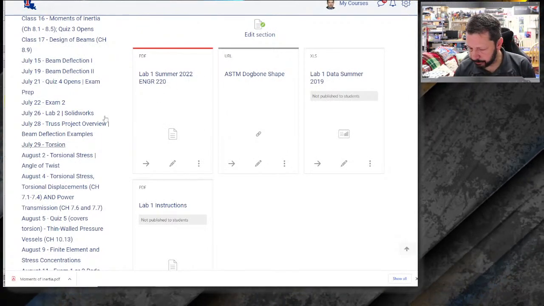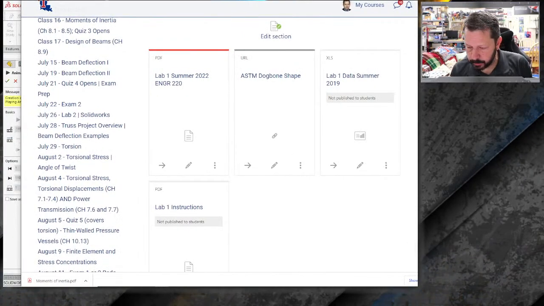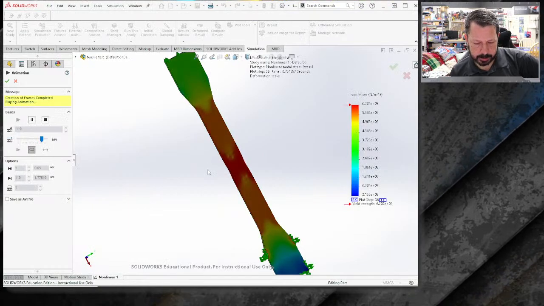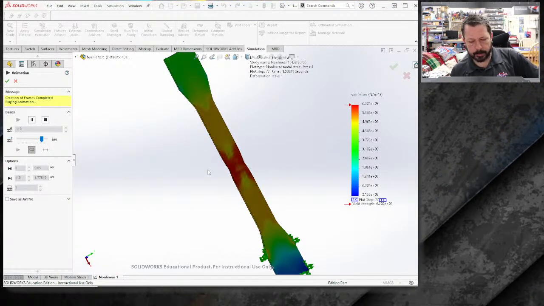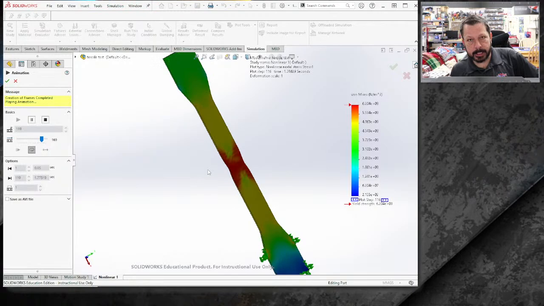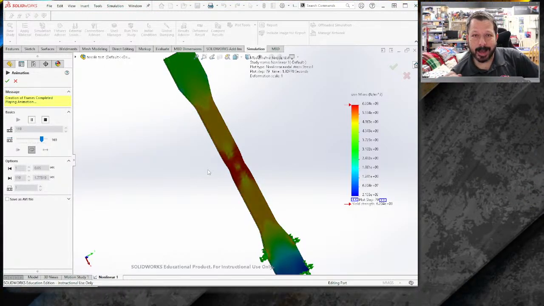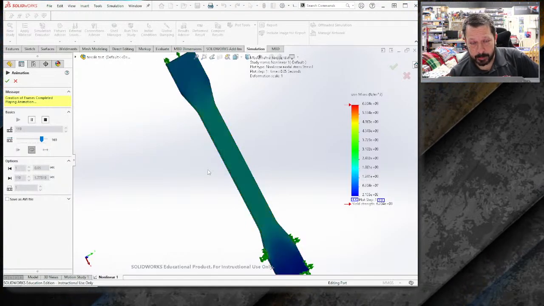So we've got some time left. I don't see any new questions over there. I don't want to do any new things. Tomorrow we will come in and we'll continue our beam flexure discussion, but now we're going to talk about how do you calculate moment of inertia.